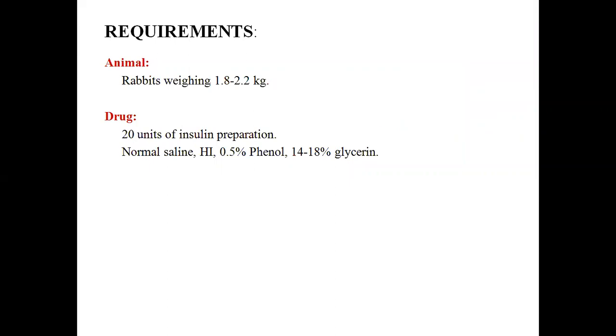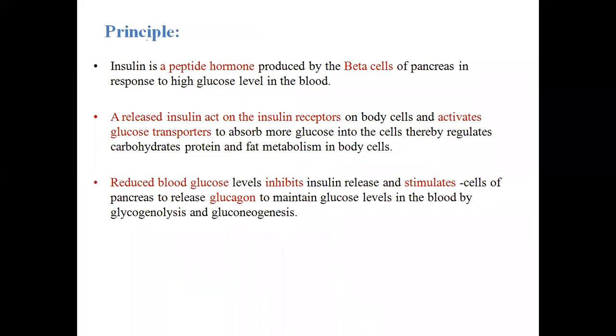Now come to the requirements. The first requirement is a rabbit; the weight should be about 1.8 to 2.2 kg. Then, in case of drugs, we should have an insulin preparation, then a normal saline preparation, then phenol red, then 14 to 18% glycerin. Now come to the principle.